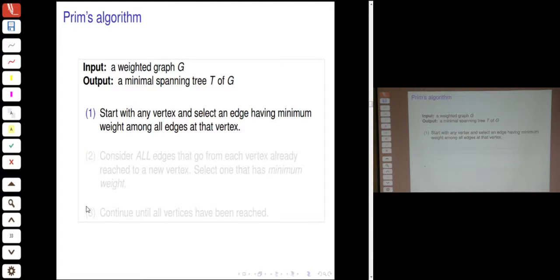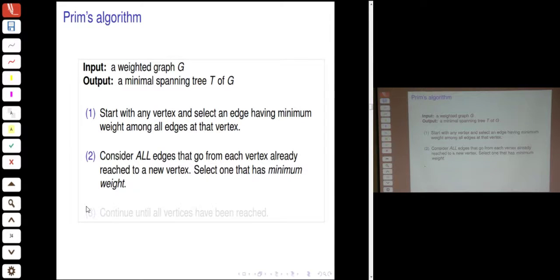Now the algorithm has these few steps. The first step is to start with any vertex and select an edge having minimum weight among all edges at that vertex. You choose whichever vertex you have. Now look at all the edges coming out from this vertex and select one with the minimum weight. Okay? And then consider all edges that go from each vertex already reached to a new vertex. So you start from one vertex, you select an edge coming out of this vertex with minimal weight. If there are several, you can choose any one of them. Then you choose that edge, you get one more vertex, right? So what you have is a slightly larger chunk of your minimum spanning tree.